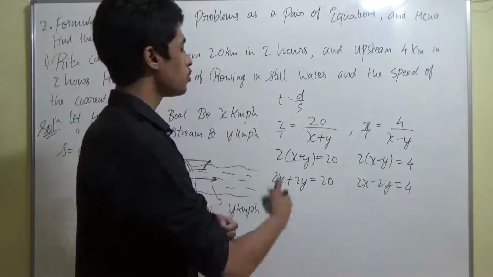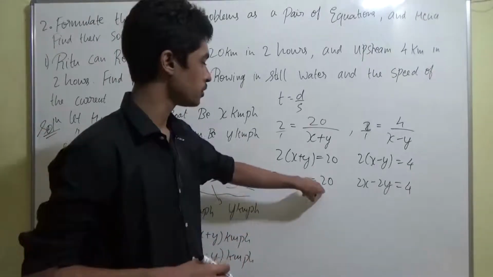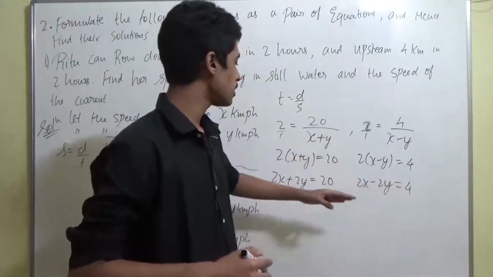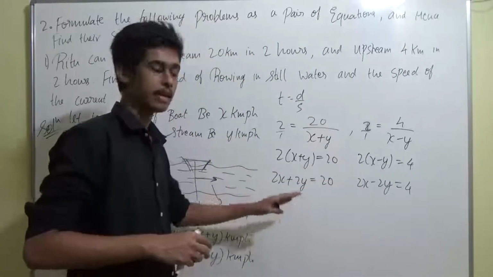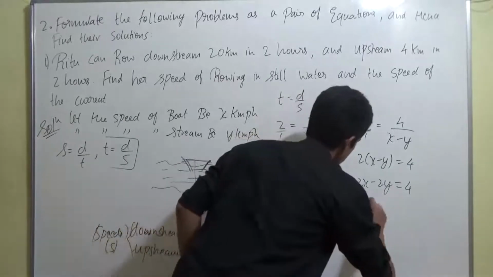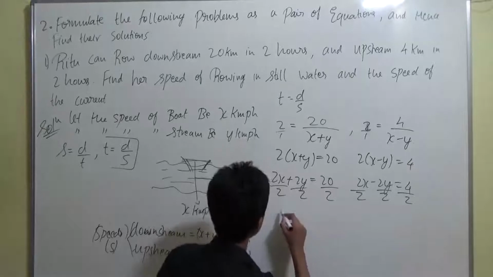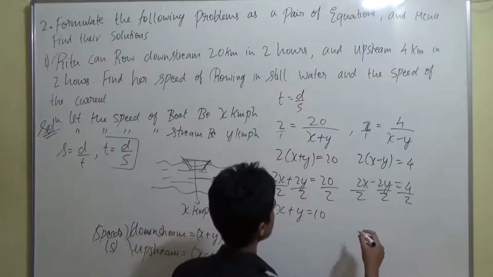Now we can do one thing in both equations, guys. Since 2 is there, and 20 and 4 are multiples of 2, you can divide all the terms in both equations by 2 to bring them into reduced form. So all the terms I am dividing by 2. Then it becomes x plus y equals 10, and x minus y equals 4.